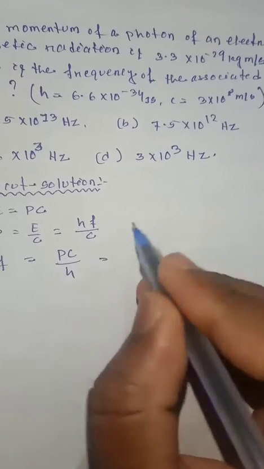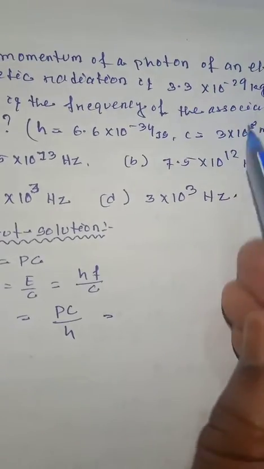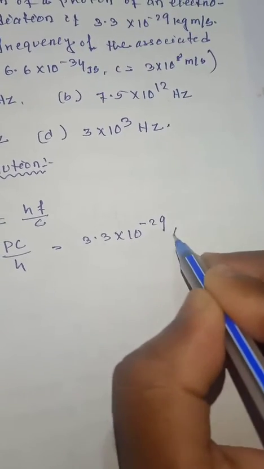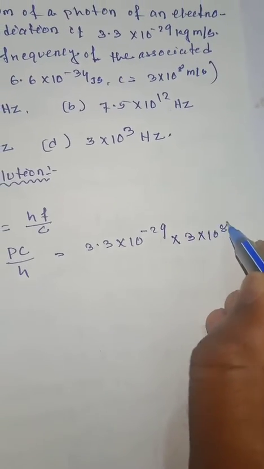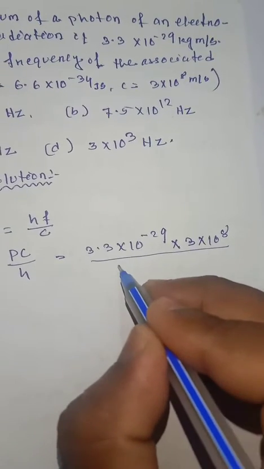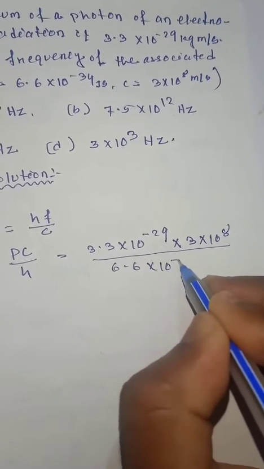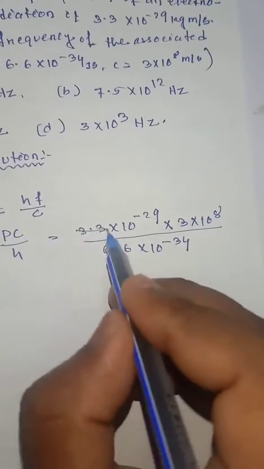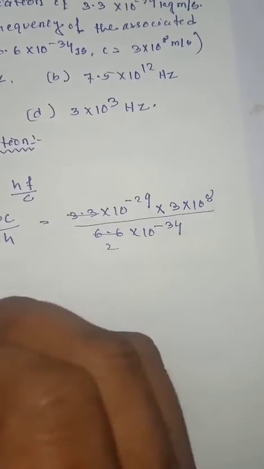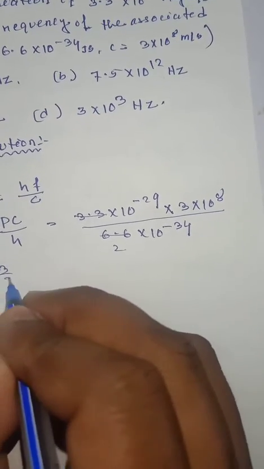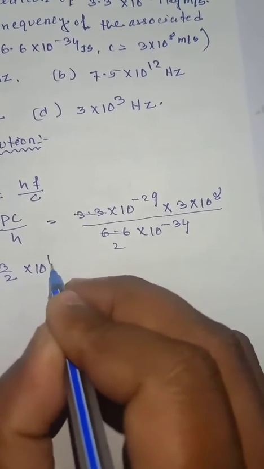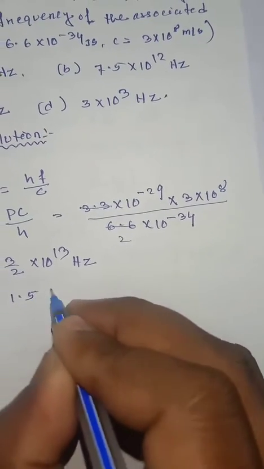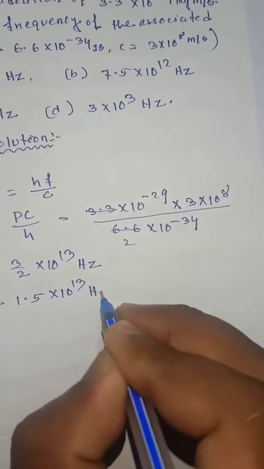So P is the momentum. Momentum of the photon is equal to 3.3 × 10^-29. C is the velocity of light, 3 × 10^8, divided by h, the Planck constant, whose value is 6.6 × 10^-34. Okay, so this one we get 2. So the frequency is equal to 3 by 2 × 10^13 Hertz. So frequency is equal to 1.5 × 10^13 Hertz.